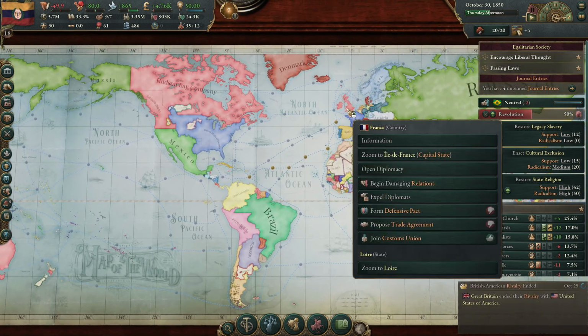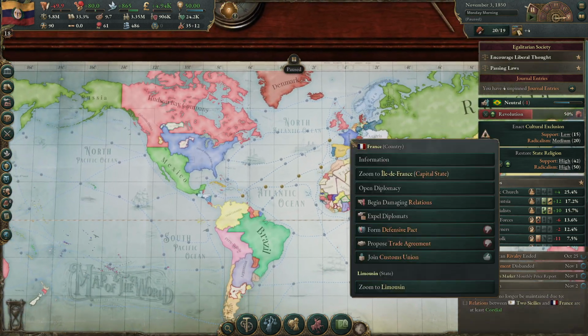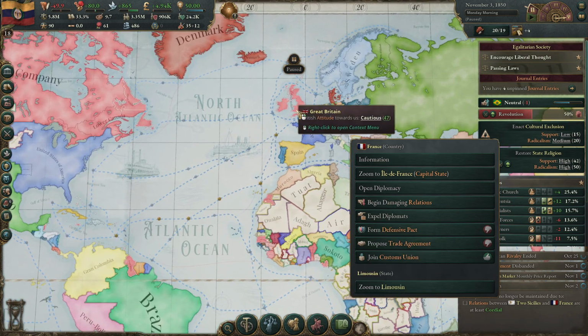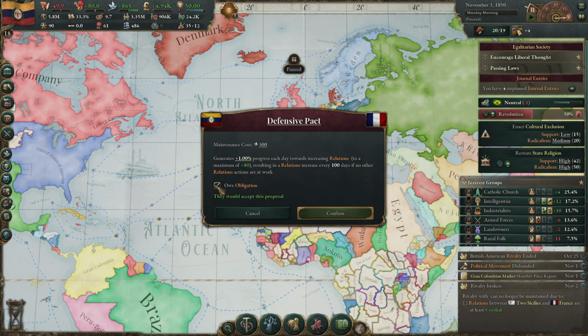Let's try to improve relations with the people that we care about, because they can come in. Do you want an alliance maybe, or a defensive pact? We could get a defensive pact, but yeah, well, that is actually not a bad idea. I can do this with an obligation.